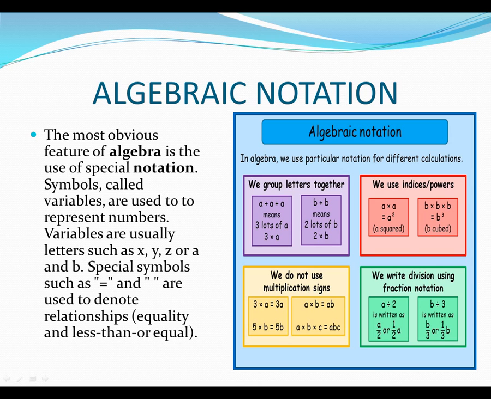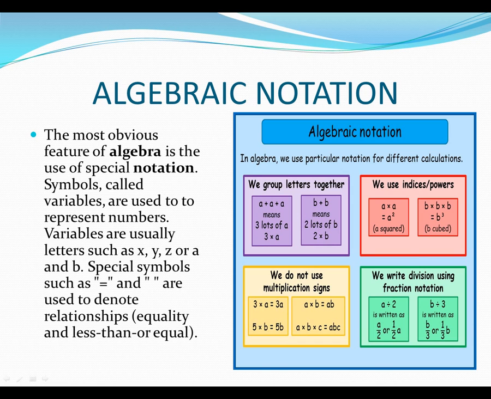And we use indices or the power if there is the multiply sign between the variables. So a multiplied by a equals a square, and b multiplied by b multiplied by b means b is 3 times, so it is b power 3, which means b cube. But we don't use the multiplication signs, as we can write 3 multiplied by a equal to 3a. 3a means 3 multiplied by a, but we don't use the multiply sign between the numbers and the variables. So here 3 is constant and a is the variable.